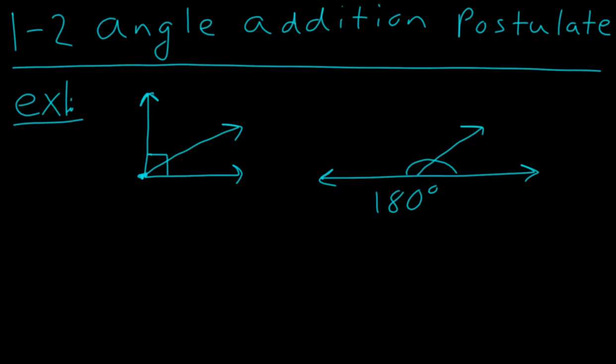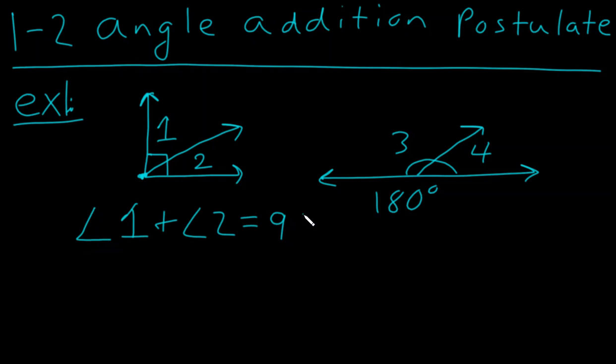Well, what I've essentially done is I've split this into two angles. So I'll call this angle 1 and angle 2. And for labeling's sake, I'm going to call this one angle 3 and angle 4. So what does the angle symbol look like? Well, it kind of looks like a crooked less than symbol. And here we could say angle 1 plus angle 2 is equal to 90 degrees. Remember that a right angle is 90 degrees.